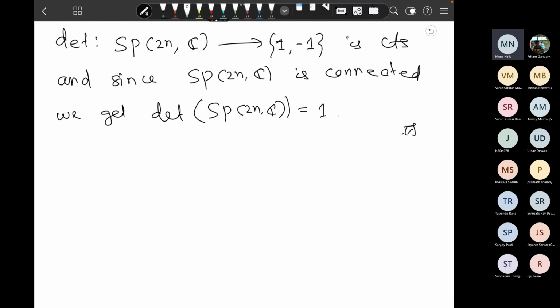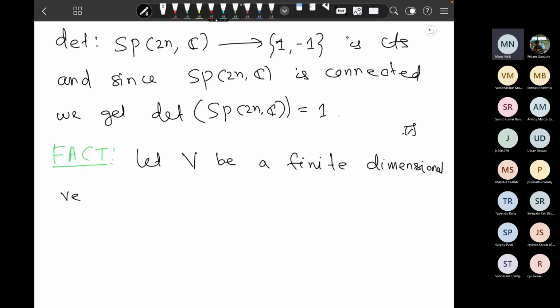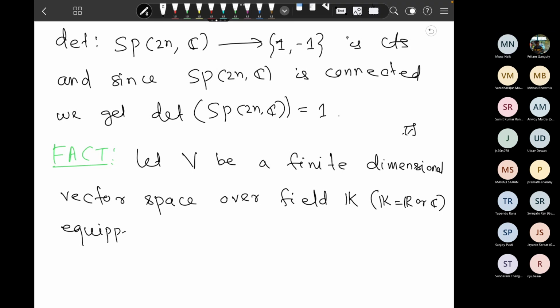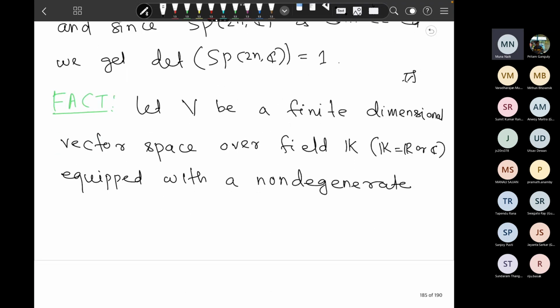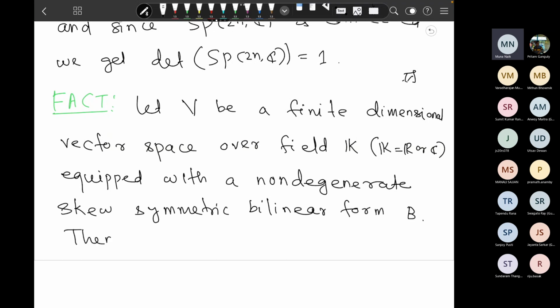So now another fact. Let V be a finite dimensional vector space over a field K, where K is equal to either R or C, equipped with a non-degenerate skew symmetric bilinear form B. Then the dimension of V is even.